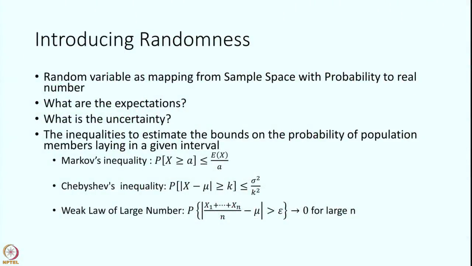Then we talked about the expectations of these random variables, what is the uncertainty. By that what I mean is the variance, because variance defines that it varies between these limits with certain probability, as we have studied in the interval estimation. So the variance, as a takeaway, you can understand it as a measure of uncertainty of the random variable. Then we understood certain inequalities, Markov's inequality, Chebyshev's inequality, and weak law of large numbers. Here what we have tried to say is we try to put a bound on the probability of a population member lying within certain limits.